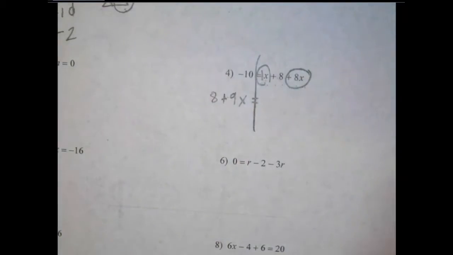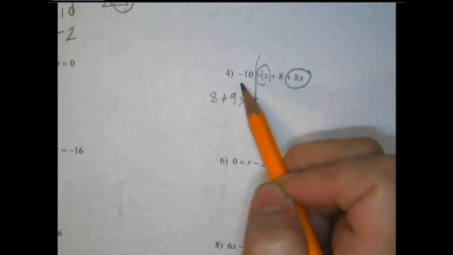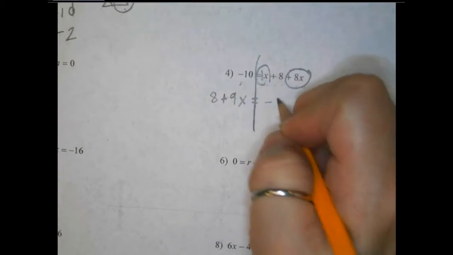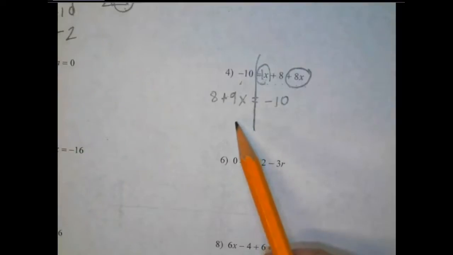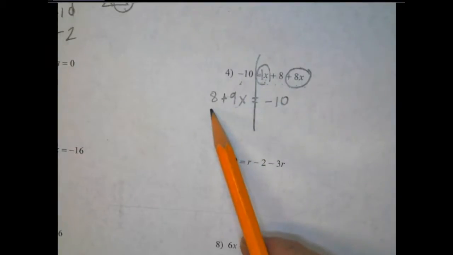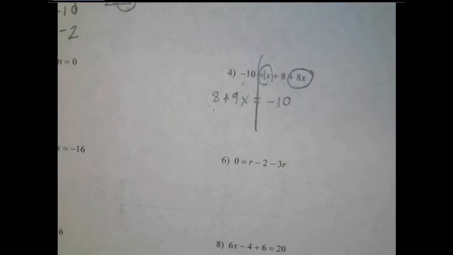Now I'm going to switch this over to this side. What number am I moving over here? Negative 10. Make sure you pay attention to the negative. So now I'm not done yet. I can't divide yet. Can I divide yet? No, because I have this 8. So I first have to move that 8. So how do I move my 8 to the other side?